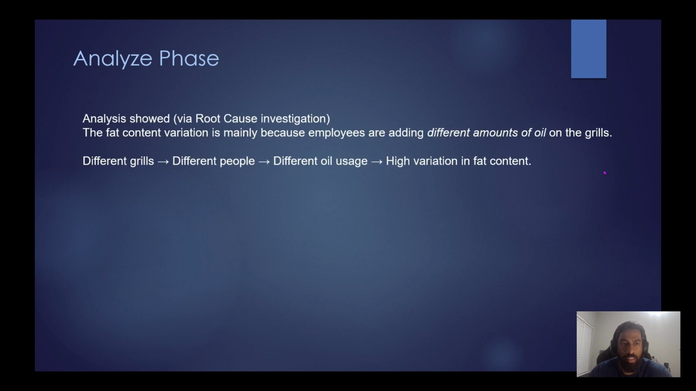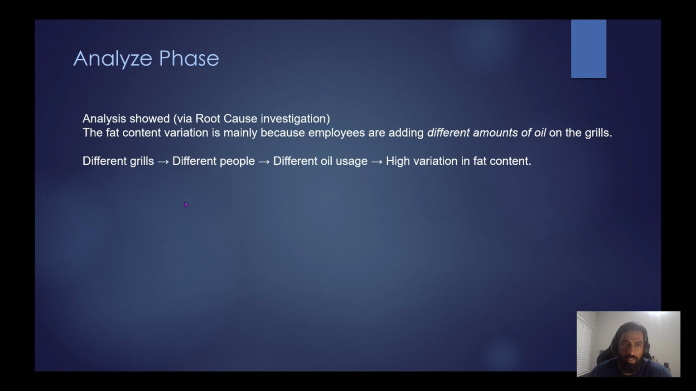In our case, the operating manager did the root cause investigation, and what he found was that the fat content variation is mainly because employees are adding different amounts of oil on the grill. On every different grill, there are different people working, using different amounts of oil, and that is causing high variation in the fat content. We were not going to spend too much time on the analyze phase because that is done outside Minitab. But essentially, root cause investigation is what happens in the analyze phase.